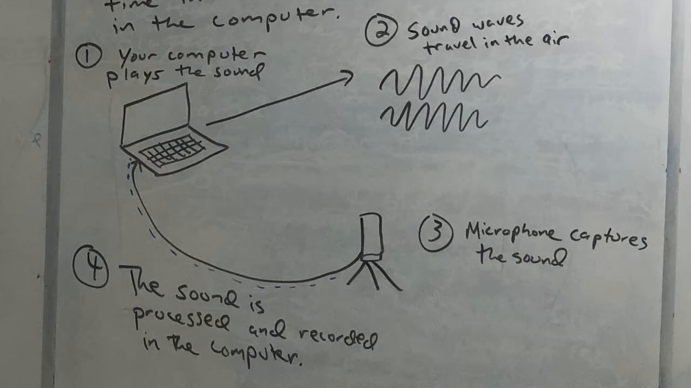Step one, you're using Audacity and your computer is playing the sound and it's coming out of the speakers. Step two, there's sound waves that travel through the air. And your microphone, and sometimes your microphone can be in the computer, but for the case of illustration, the microphone that I have is a USB microphone, captures the sound out of the air. That signal then is transferred through the USB wire back into the computer, and at step four, the sound is processed and recorded in the computer, and specifically, we're doing it in Audacity.